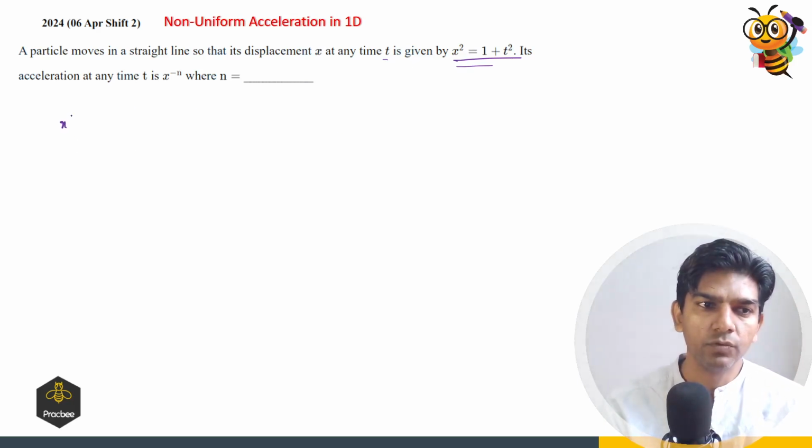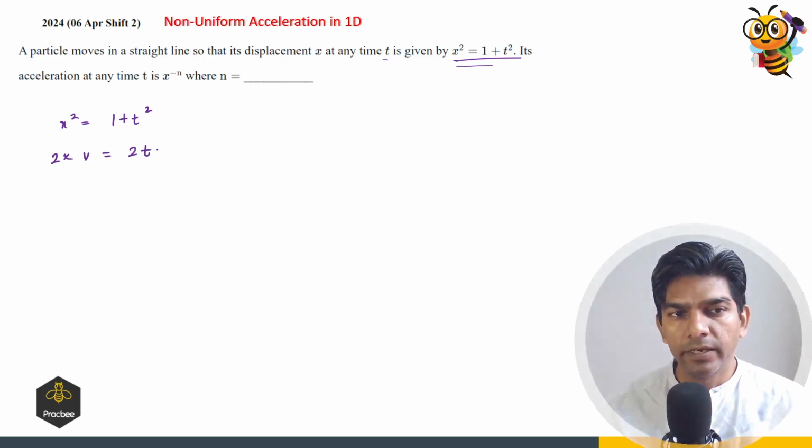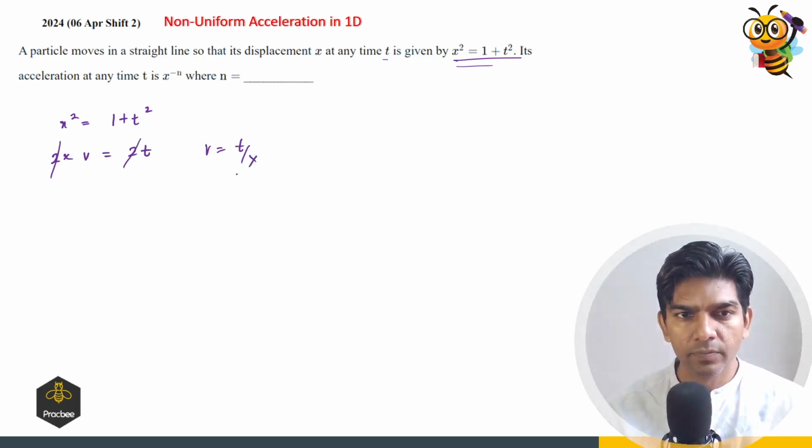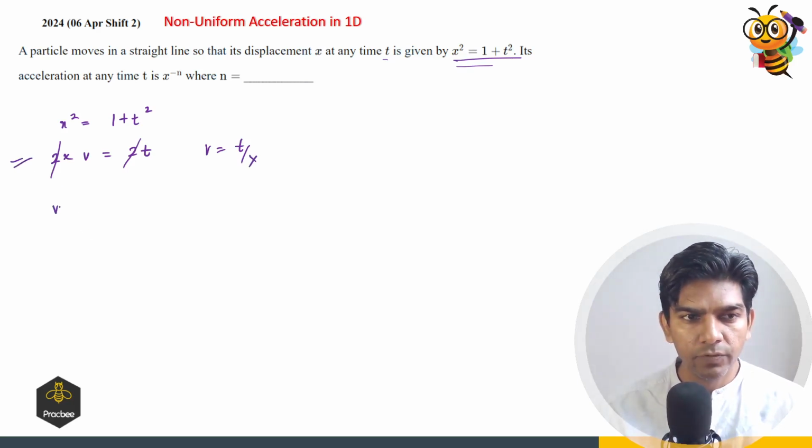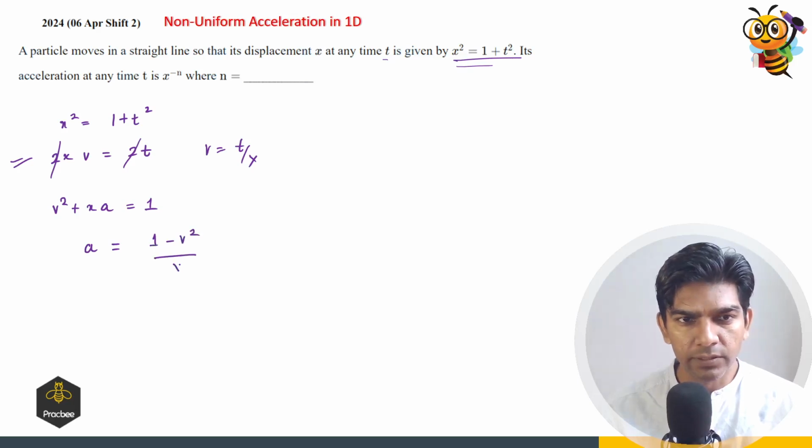So we have x square is equal to 1 plus t square. So it will be 2x times v is equal to 2t. Right? So from this, v comes out to be t by x. Let us differentiate this equation one more time. So it will be v square plus x times a, and that will be equal to 1. So acceleration will be (1 minus v square) divided by x.